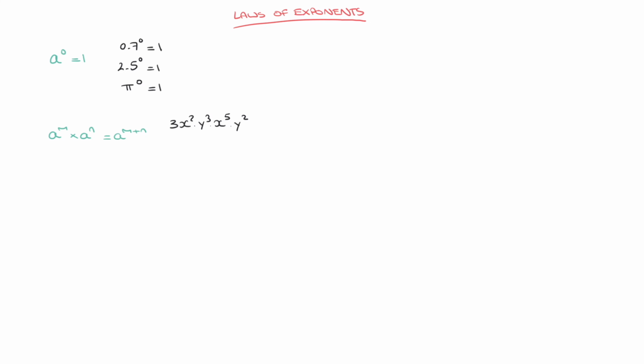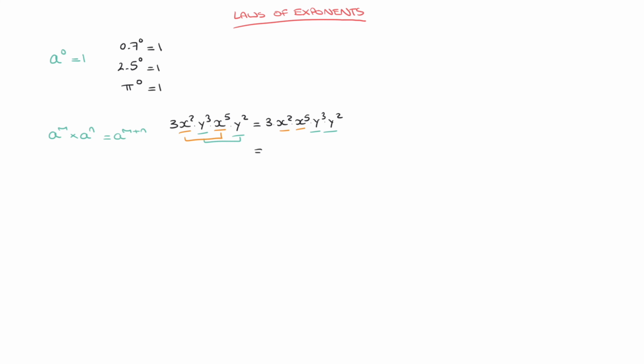Well, the trick here is to realize that inside this product, we can see that there are two powers of x and there are two powers of y. So we're going to be able to gather those terms. Let me just indicate that here with colors. We can go ahead and say that's the same thing as 3 times x squared times x to the power of 5 times y cubed times y squared. If I color code this a bit, there are the two y's together, and here are the two x's together.